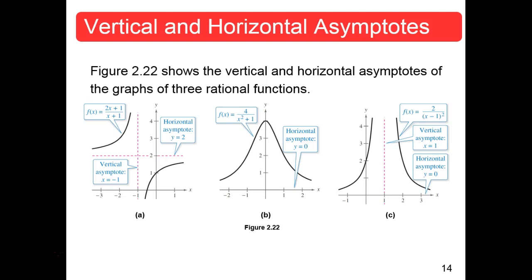And as x gets very, very large, 4 over x squared gets infinitesimally small. 4 over 2 million is a very small number. So in the long run, this is going to y equals 0. F of x, for very large x's, the behavior is going to 0. Okay? The third example here, f of x is equal to 2 over (x minus 1) squared.